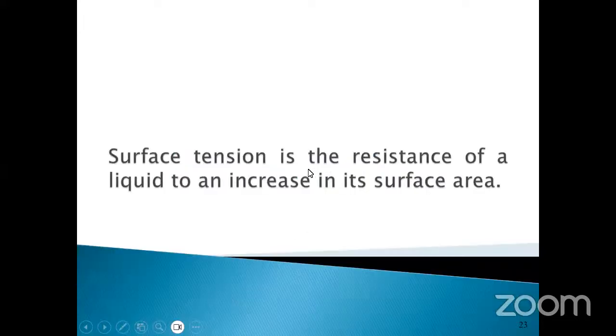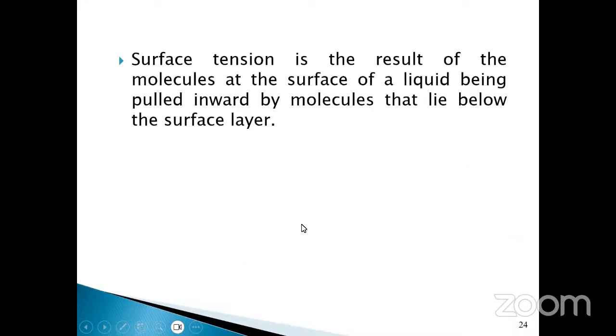Surface tension, which is a property that is exhibited by a lot of liquids, water especially, is the resistance of a liquid to an increase in its surface area, right? And the units for that is joules per moles per meter squared.